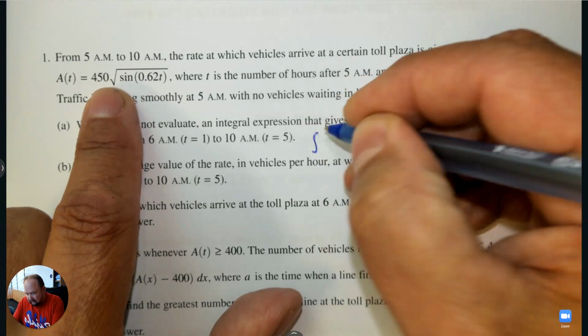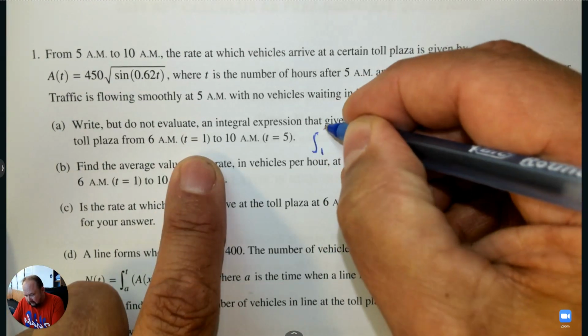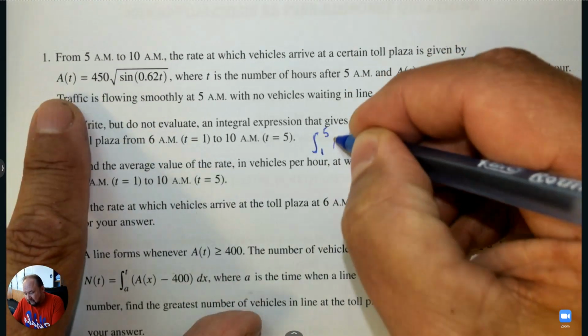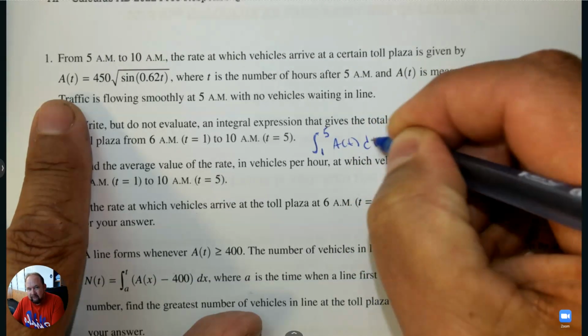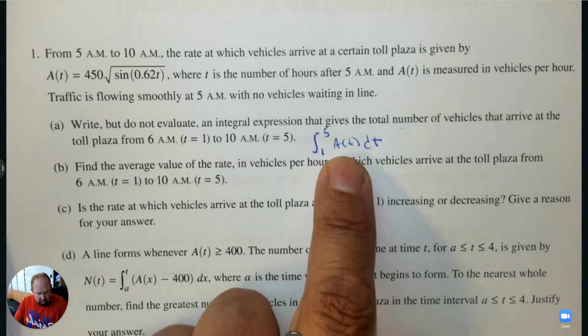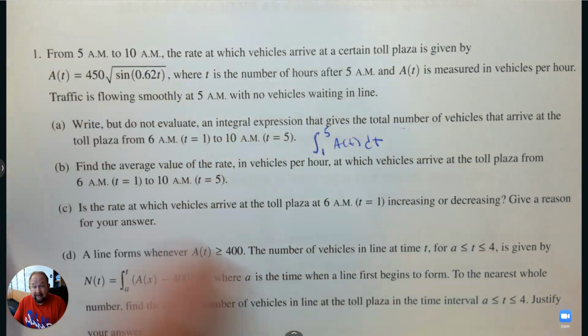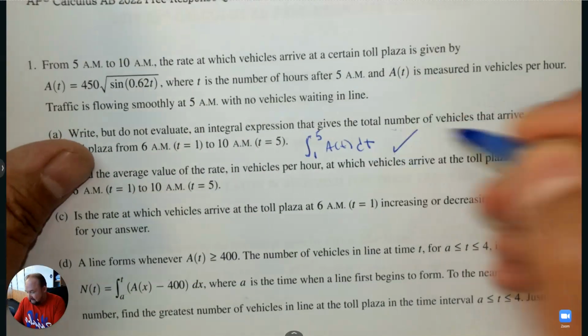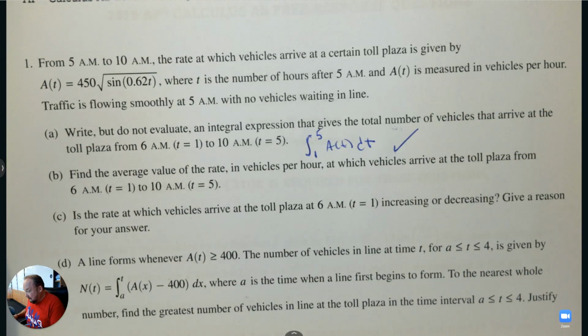It already tells you the bounds from 1 to 5, and I just need to write this down. I actually don't have to write down the whole ugly equation, just the integral of A(t) dt, and it says don't evaluate it. That's it. You just did the first one. It can be that simple.